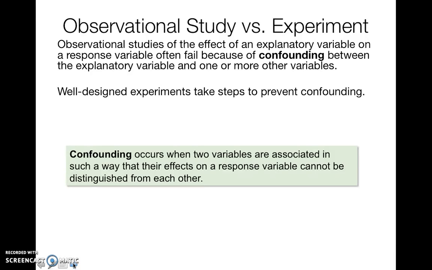Observational studies are often failures simply because of confounding between the explanatory variable and one or more other variables. And so that's why we need to know how to design a well-designed experiment, just like you need a well-designed survey so you don't have response bias. It's the same with observational studies. Confounding is basically when there is an outcome, but you can't say for certain what variable had the most impact on that outcome. So you can't really distinguish the effects between several variables.